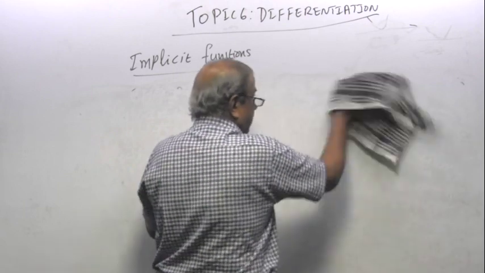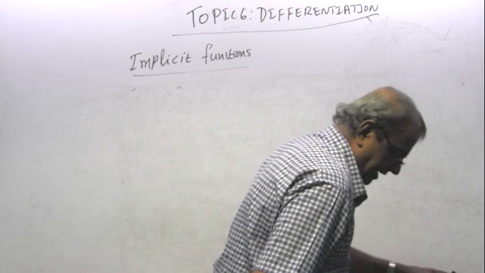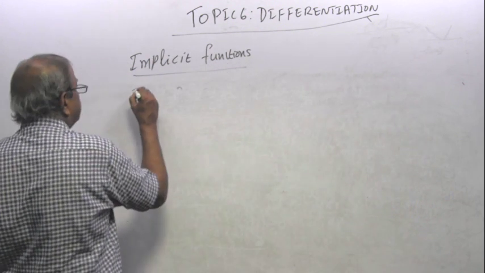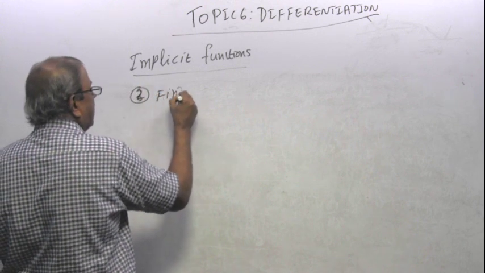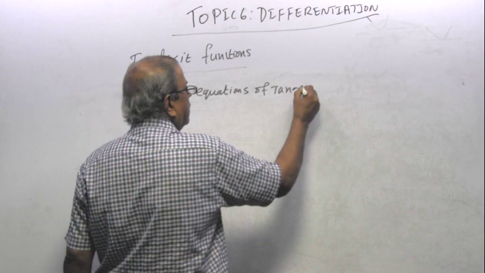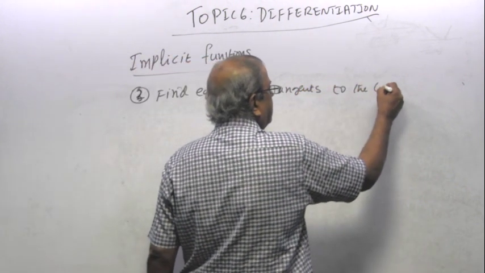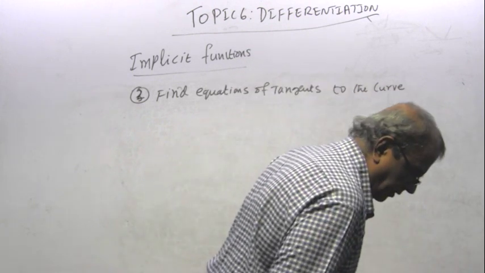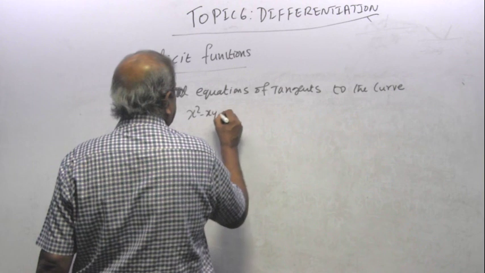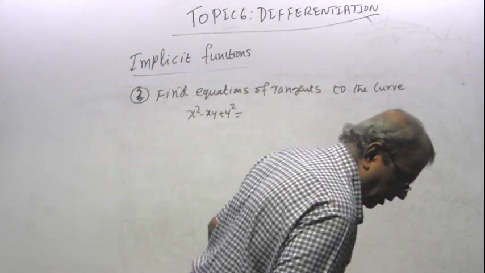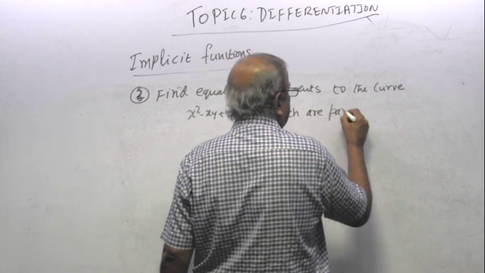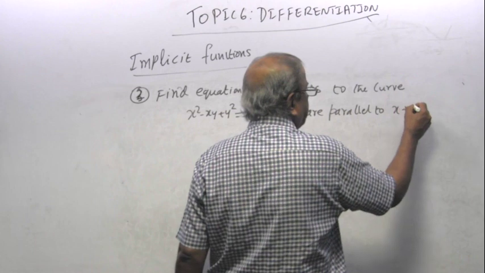Sometimes they ask for, I have already done the tangent, I have already done the second derivative. The other thing is, find equations of tangents to the curve x squared minus xy plus y squared equal to 4, which are parallel to x plus y equal to 0.